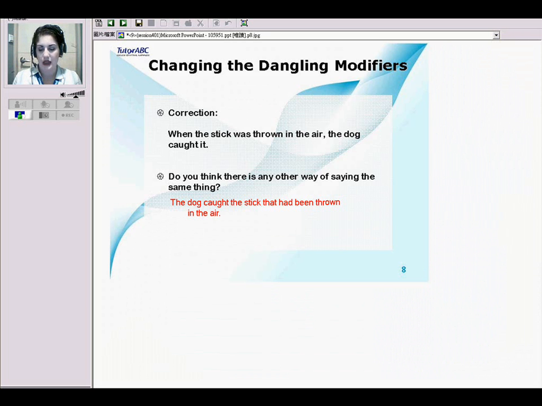We could say that the stick was thrown in the air and the dog caught it. Yes, you can say that. The stick was thrown in the air and the dog caught it. That is correct. You can say that.